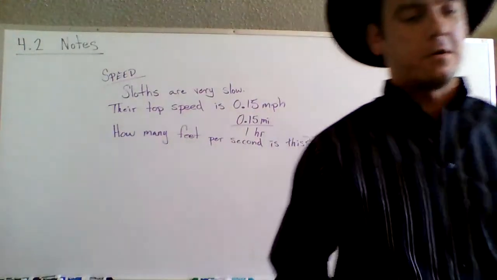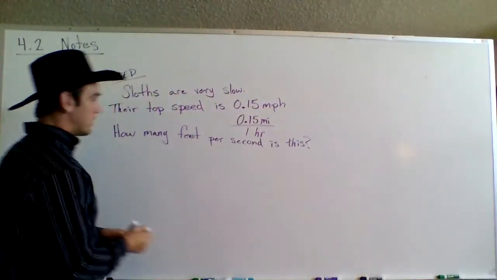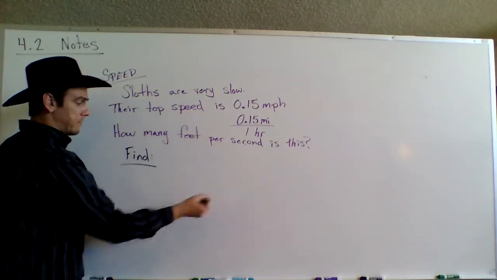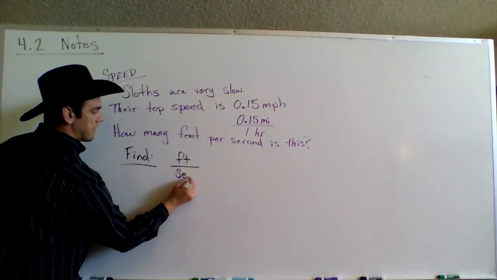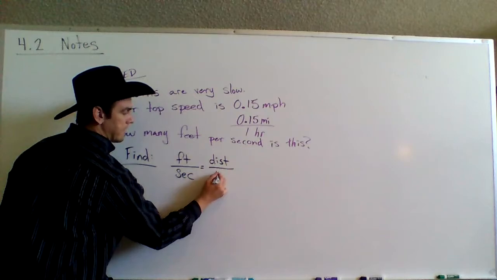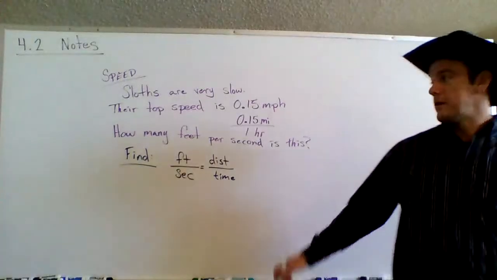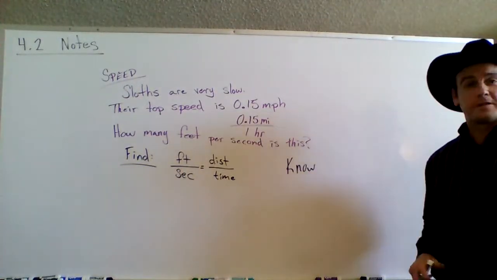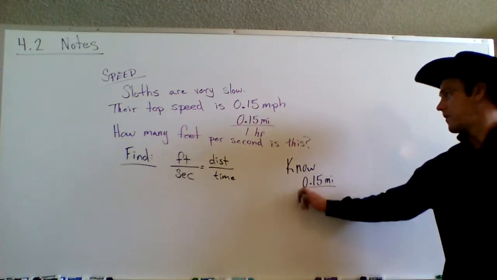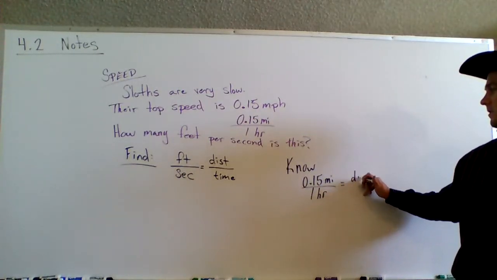So once again, guys, if you don't even know what you're doing, we got to think about what are we trying to find and what do we know. So what we're trying to find is going to be feet per second. That's going to be a fraction here, feet per second. Another way to think about that is this is going to be a distance over time. What we have over here, we know how fast a sloth can go, and that's going to be 0.15 miles for every 1 hour. Which again is a distance over time.